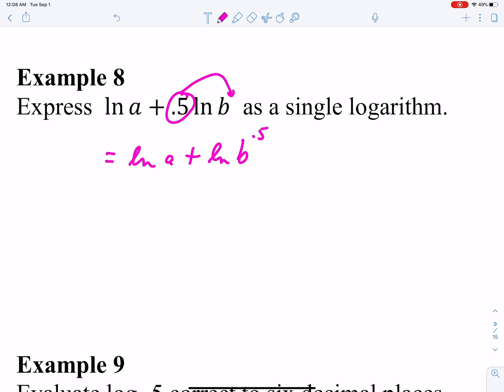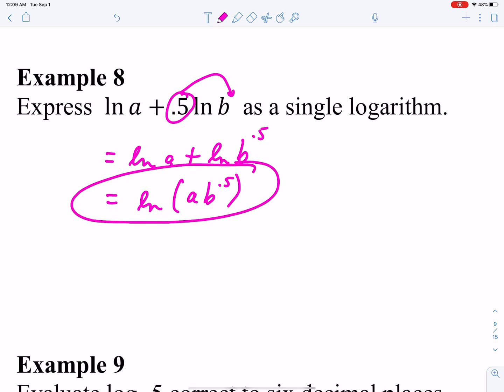Now that addition allows us to use another logarithm rule where we multiply the argument. So natural log of a times b to the 0.5. Okay, and on a test or quiz, I would be totally happy with that answer right there.